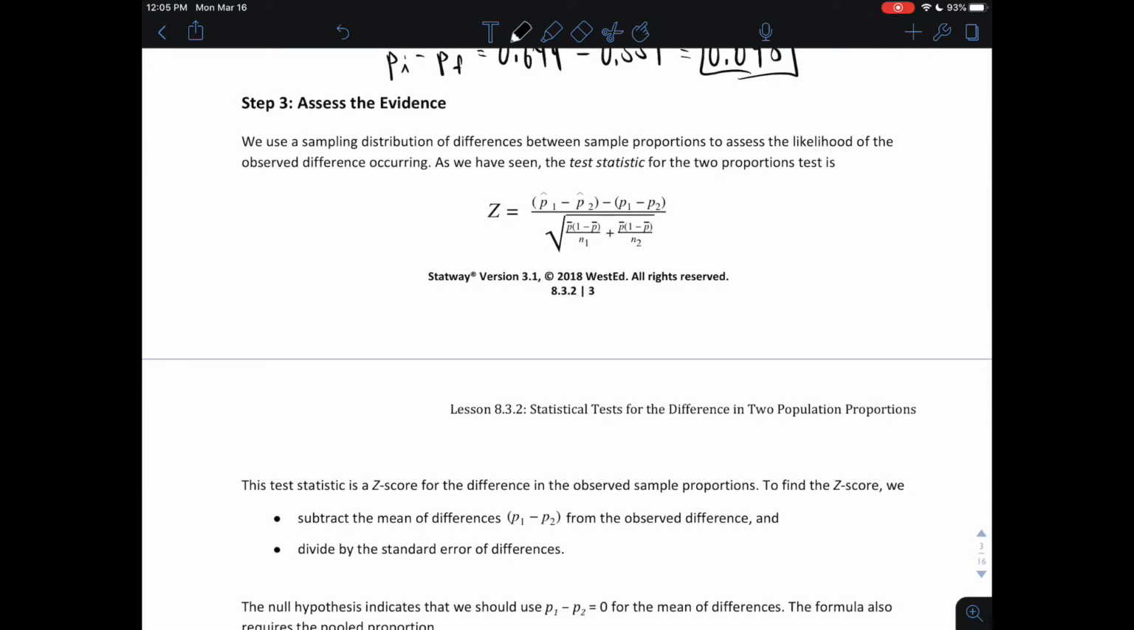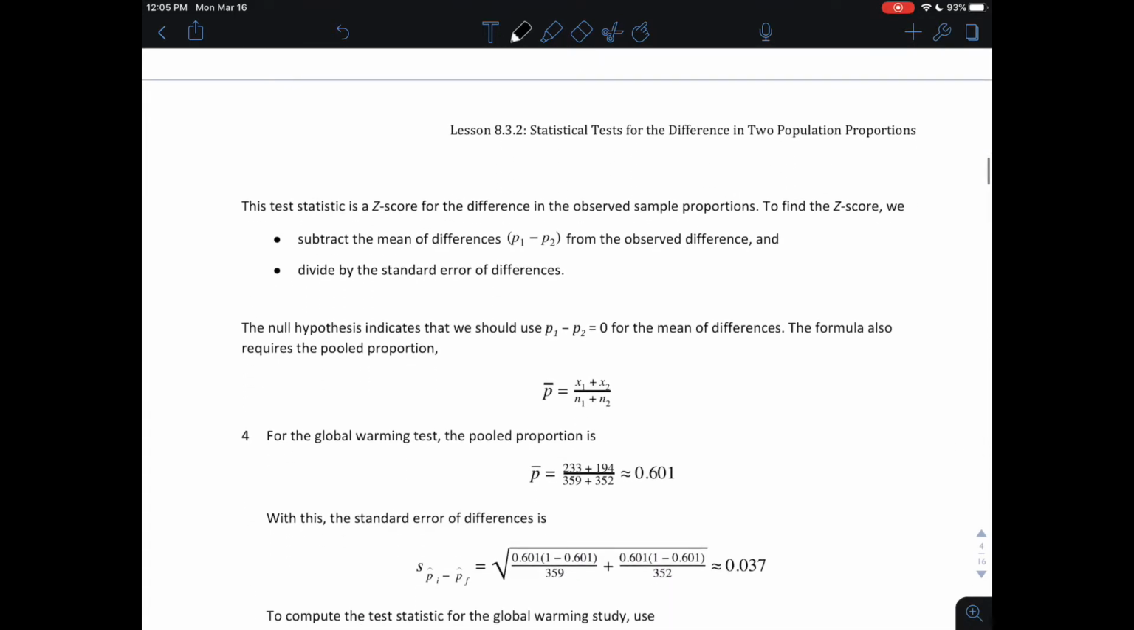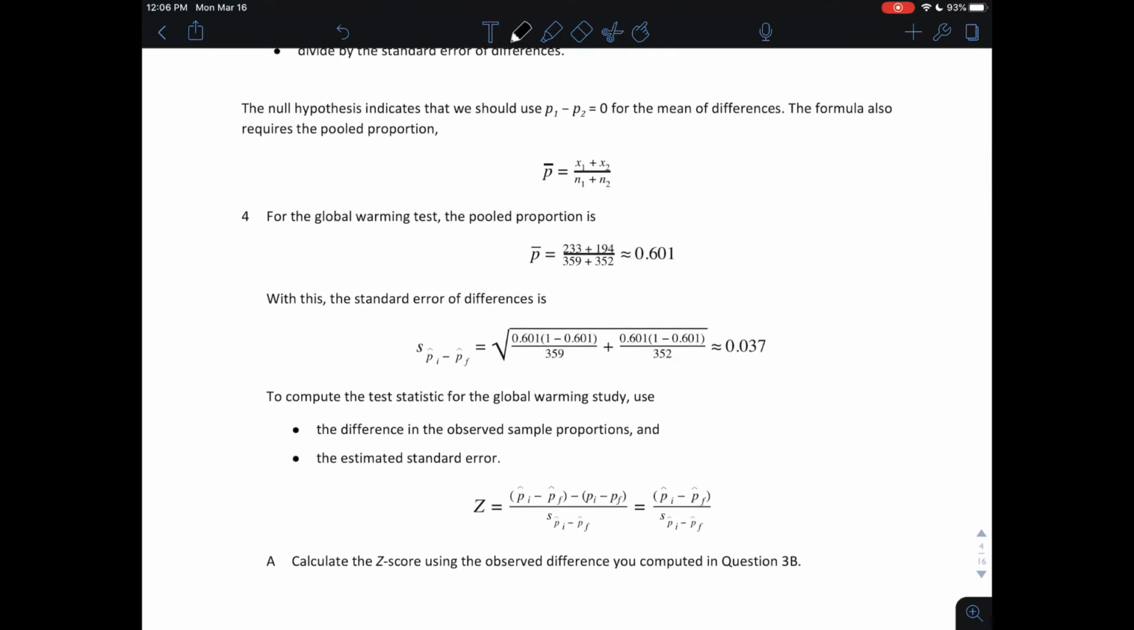We use a sampling distribution of differences between sample proportions to assess the likelihood of the observed difference occurring. As we have seen, the test statistic for the two proportions test is this same z-score that we saw at the early part of this lesson. This test statistic is a z-score for the difference in the observed sample proportions. To find the z-score, we subtract the mean of differences, p1 minus p2, from the observed difference, which was our p hat 1 minus p hat 2. And then we divide by the standard error of differences. The null hypothesis indicates that we should use p1 minus p2 equals 0 for the mean of differences.